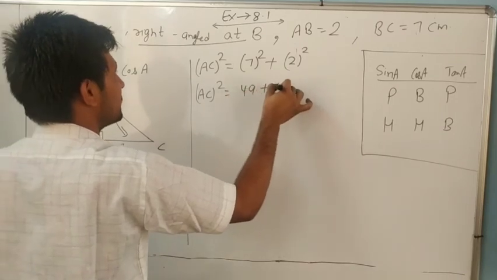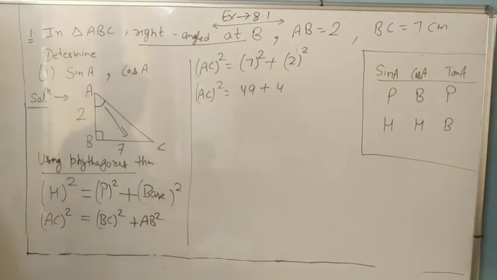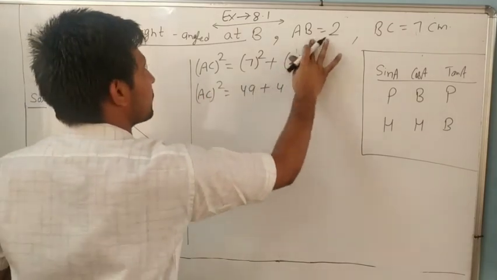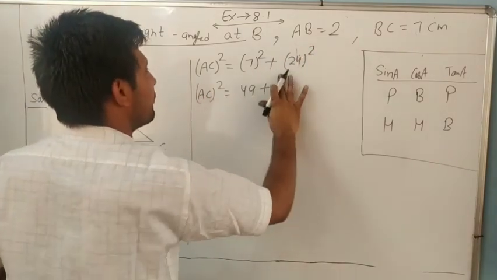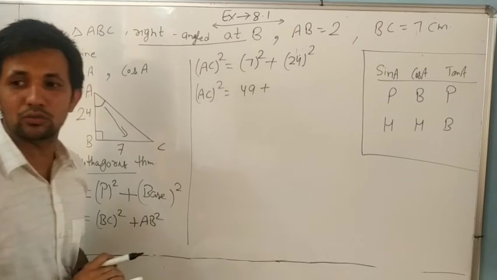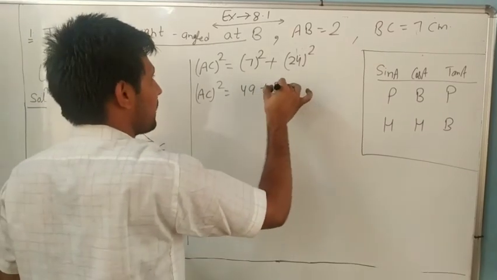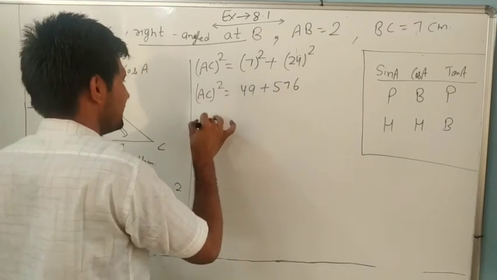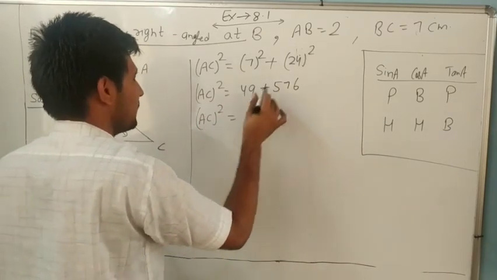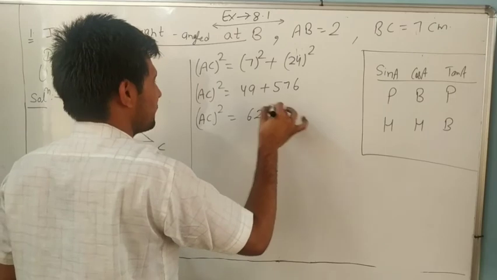Now AC square is 49 plus 4. It's right. 24, it is 24 given. Okay, by mistake, because there is some misprinting in my book. It is 24, dear. So it is 24 square. Remember square roots, very important. 576. AC square is equal to 625.